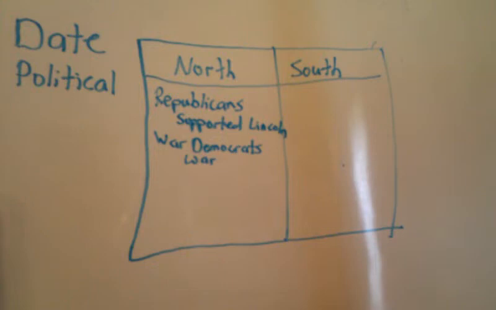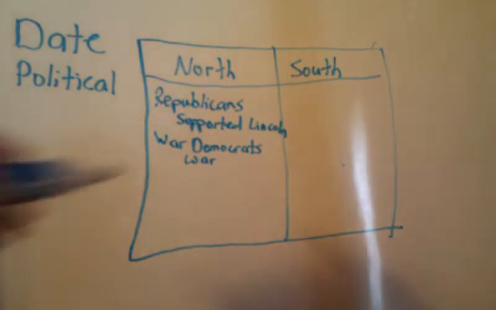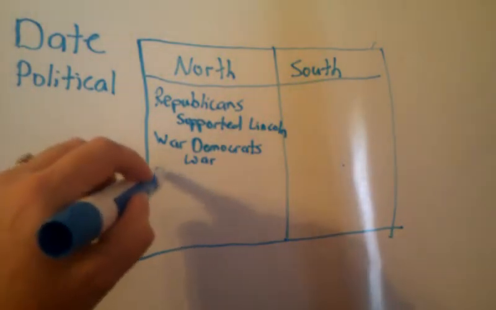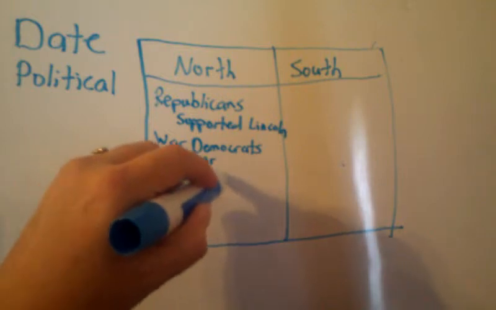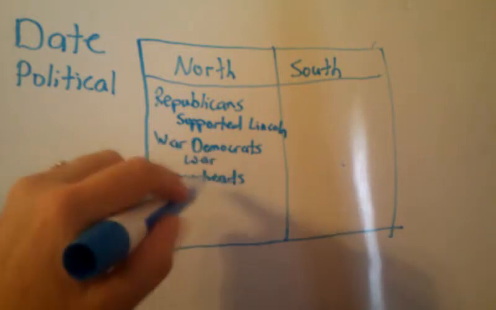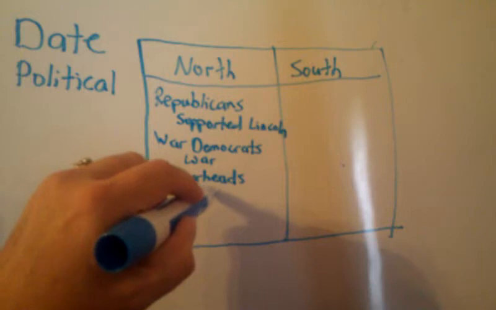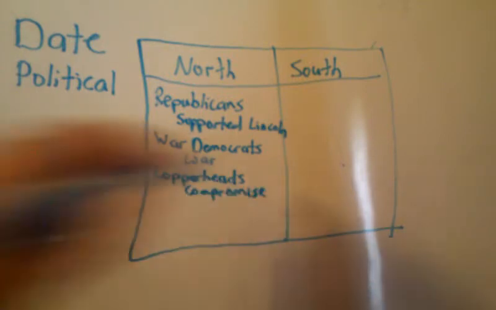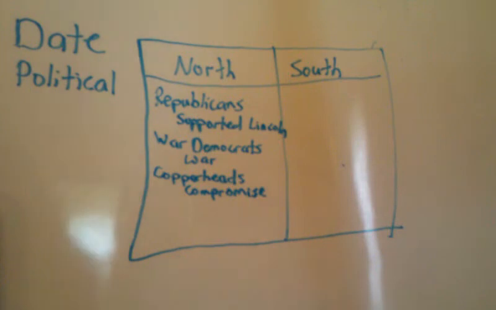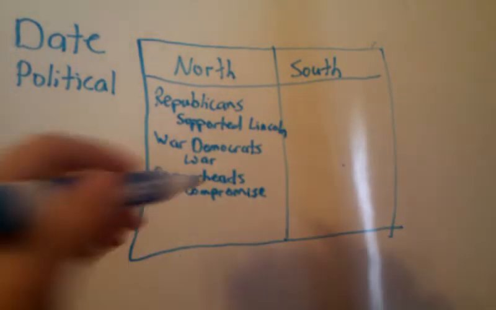And we have the Democrat Copperheads. They believed in compromise. They thought there was some compromise that could have stopped the war. And we just read about how the Copperheads incited riots.